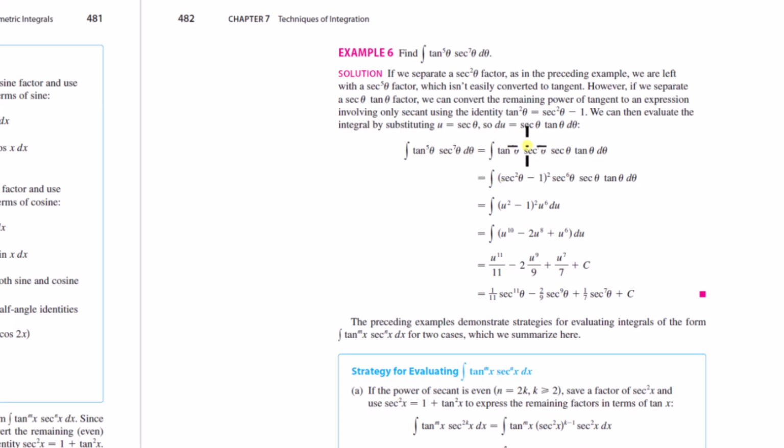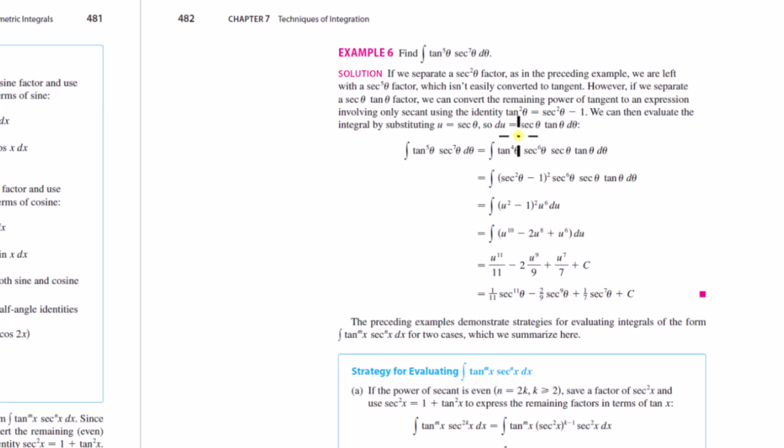So can we do that here? So you take out a secant theta tangent theta. Now we're left with this. In this case, you need to be left with an even power of tangent for this to work. The secant power you're left with doesn't matter.